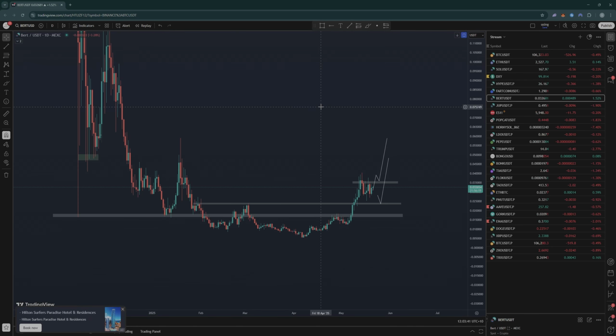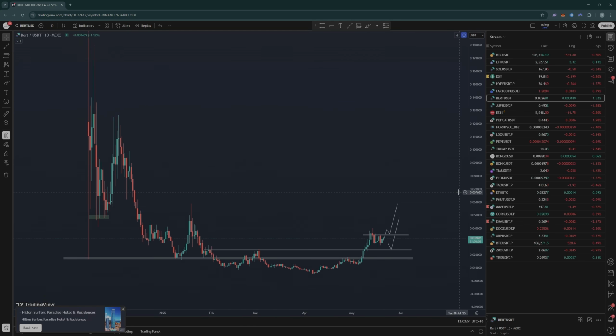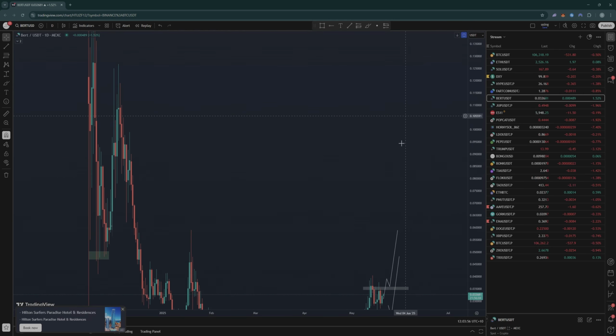All right, so now just a quick look at BERT. Really, the chart looks pretty crazy. If we do manage to maintain this uptrend across the board, then I think this coin's going to be one of the highest RR potentials. We could easily see a run up into like 10, 15 cents from where we are.